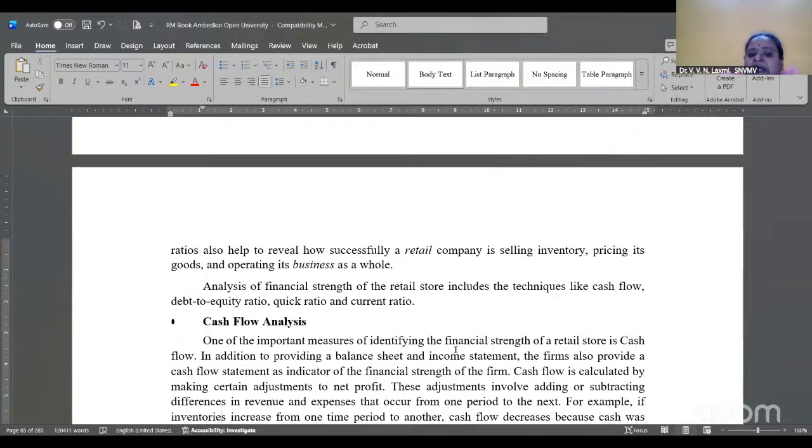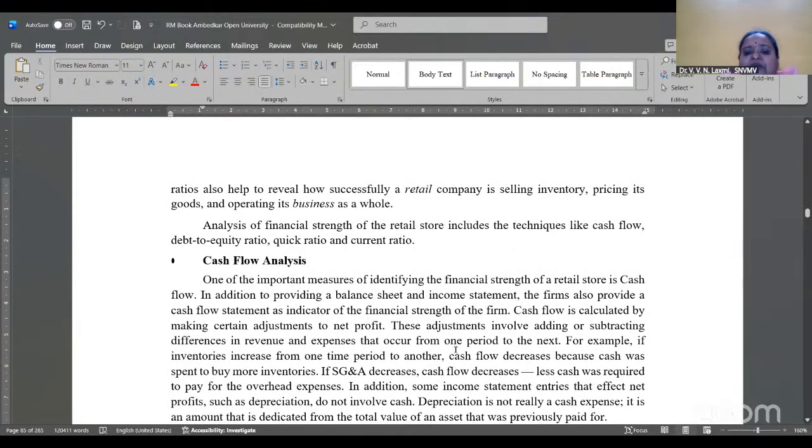Now, to understand the financial strength of the retail store, a retail store can take up techniques like cash flow analysis, debt to equity ratio analysis, quick ratio, and current ratio analysis. Based upon these analyses, one can decide whether the retailer is in a safe financial position, or he has to improve.